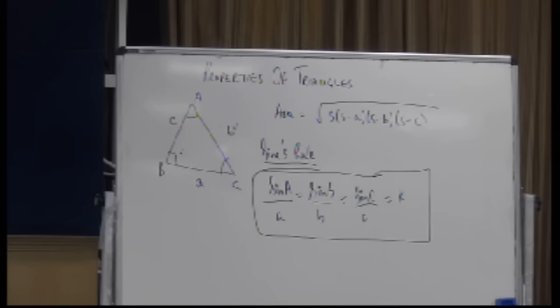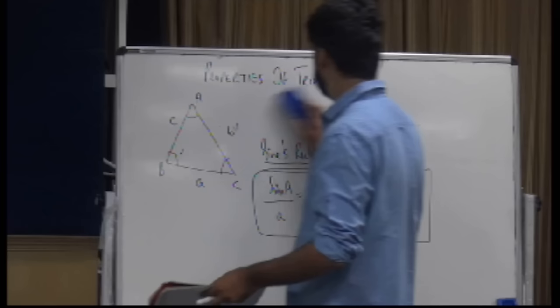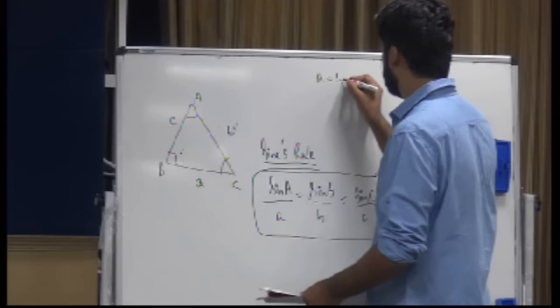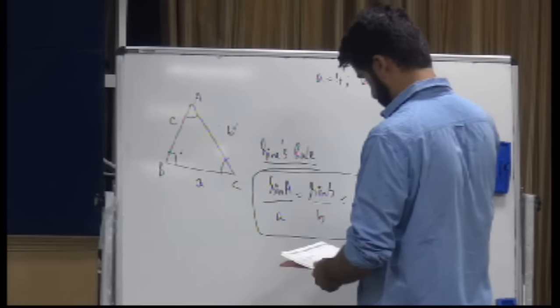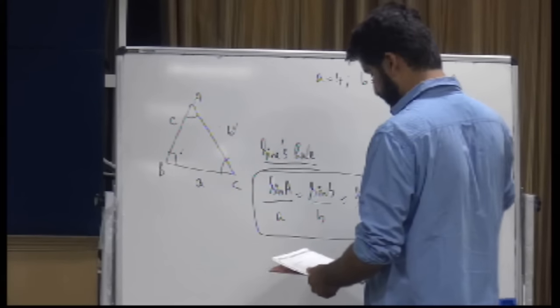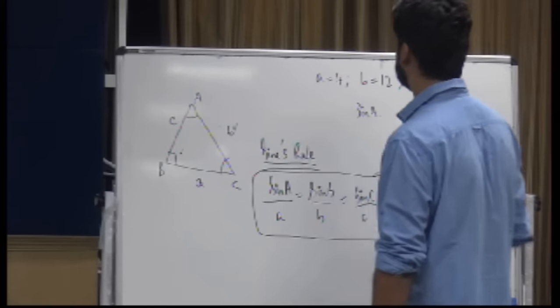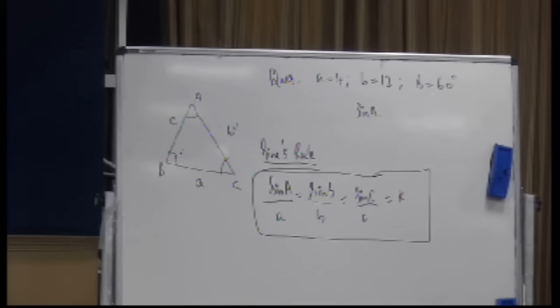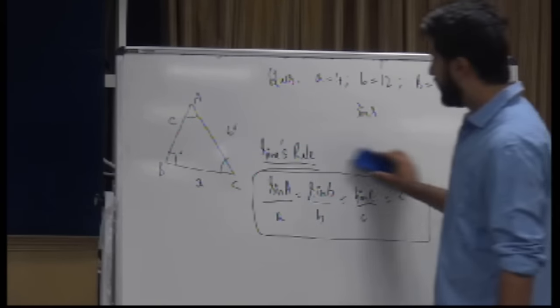Now let's suppose in this triangle, small a is equal to 4, small b is equal to 12, and angle B is equal to 60 degrees. Can you calculate the value of sine A? It's a very simple question. So simple application of sines rule.